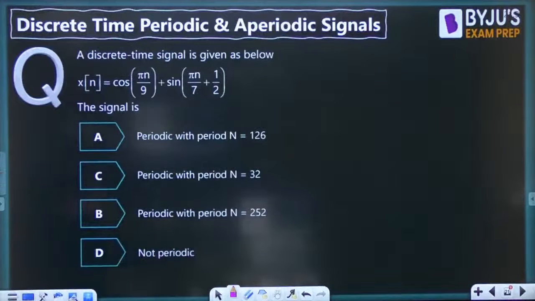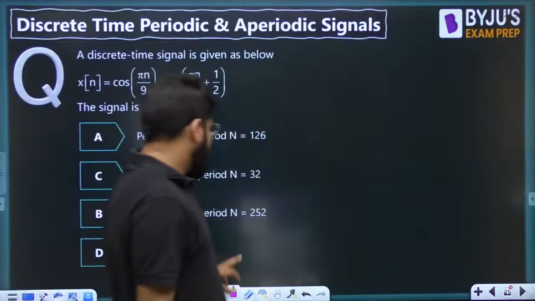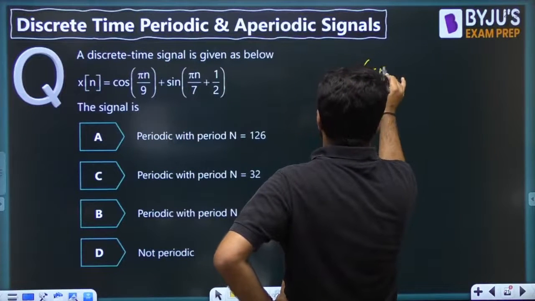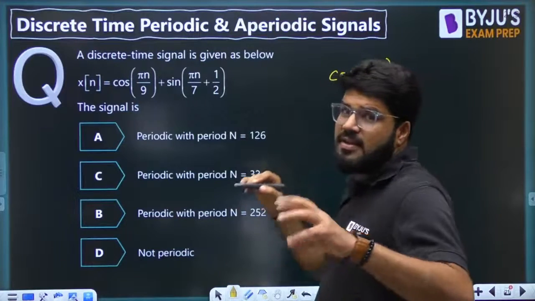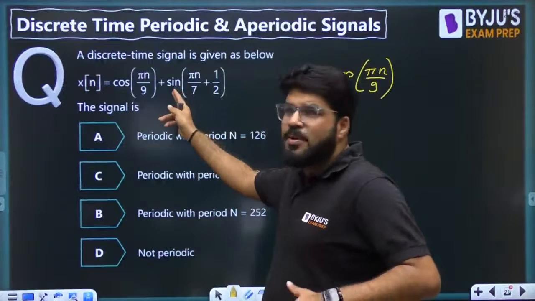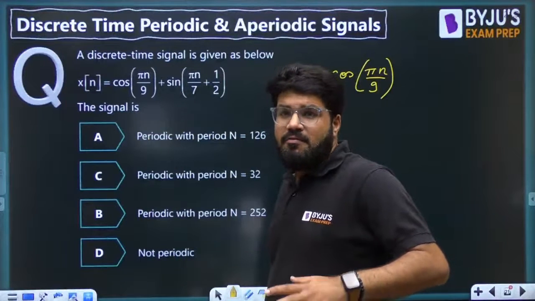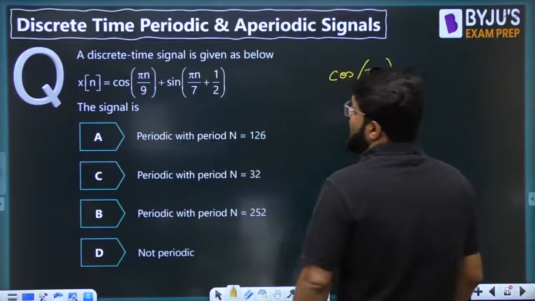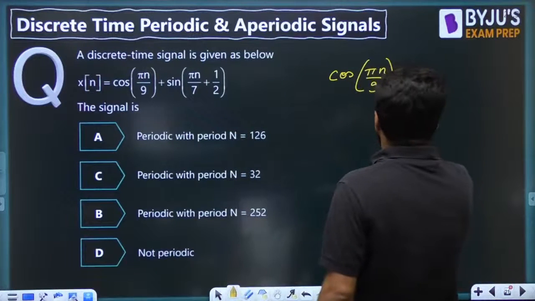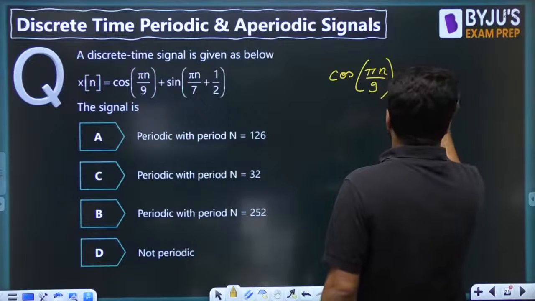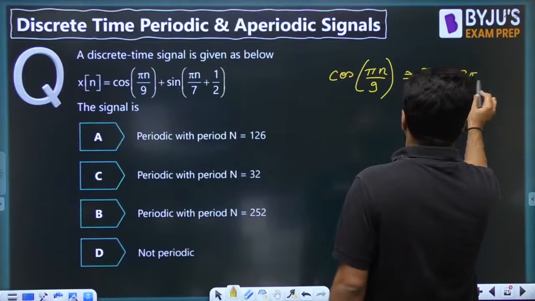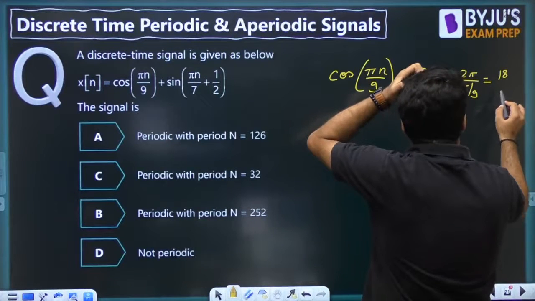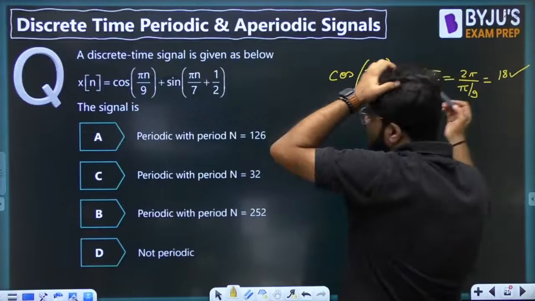Next question: cos(πn/9) and sin(πn/7 + 1/2). Individually, you first have to check whether each is periodic or not, because if one of them is aperiodic, then the resultant will be aperiodic. We are talking about the summation of periodic signals, so first both should be periodic. For cos(πn/9), what is 2π/ω? ω is π/9, π cancels, 9 goes above, this is 18. So this is a rational number as well as an integer.